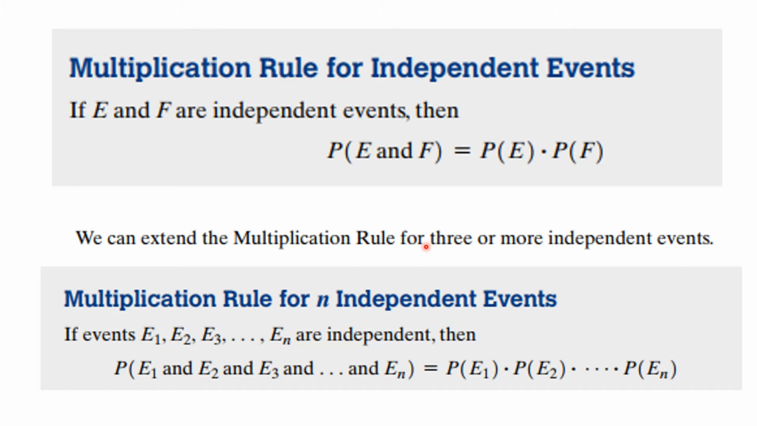So we have a multiplication rule then for independent events, and this is only true for independent events. If E and F are independent events, then the probability of E and F both happening is the product of their probabilities. It is the probability of E times the probability of F. This is also true if you have 3 or more events. So the probability of E1 and E2 and E3 and so on up to E sub n, and all these events E sub i are independent, then the probability of the intersection of all of them is the product of their probabilities.